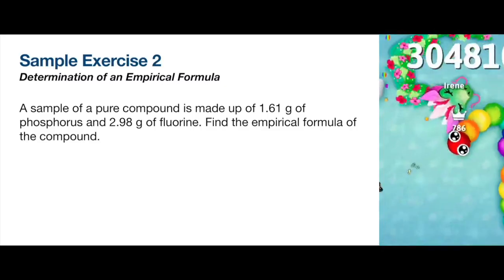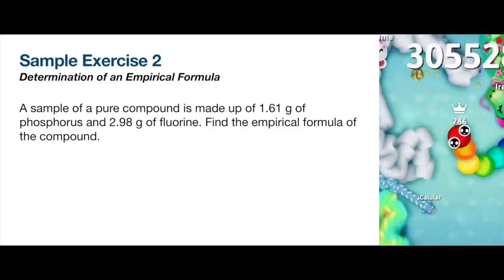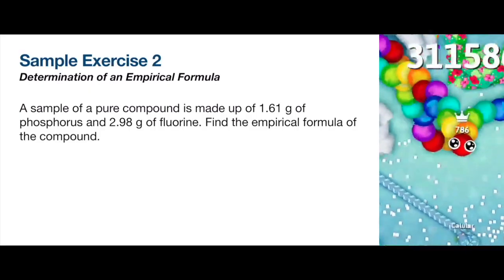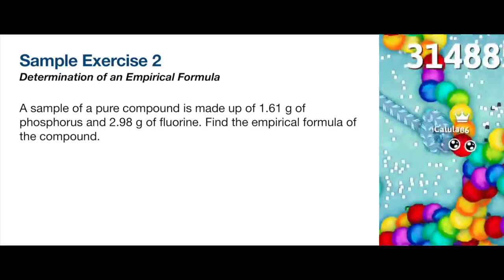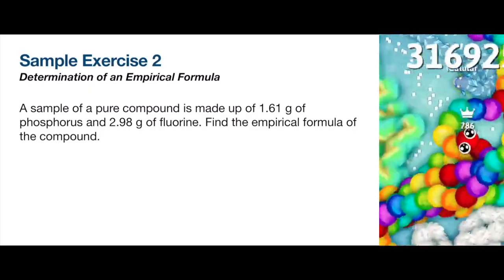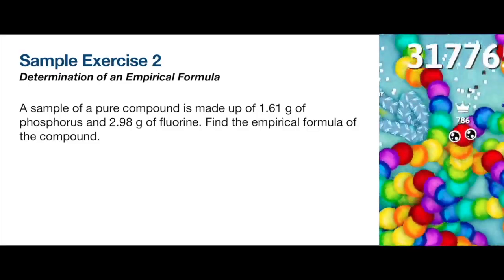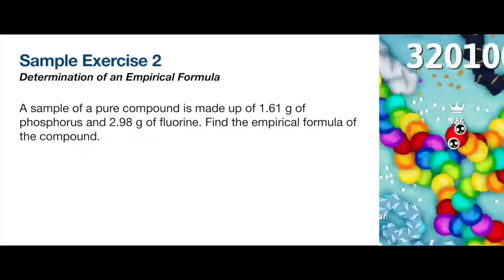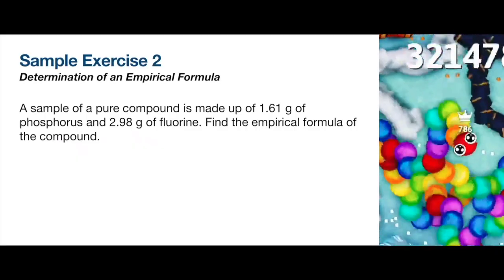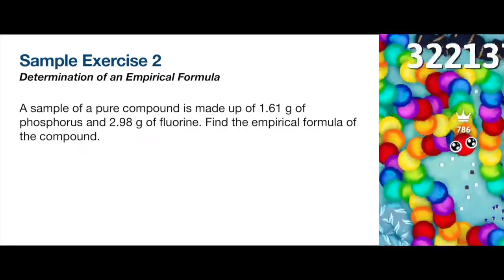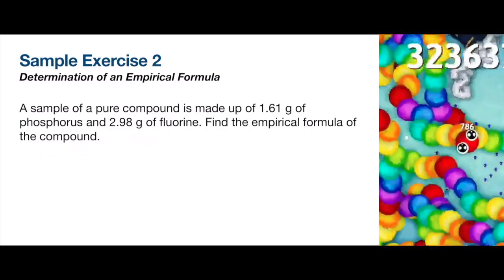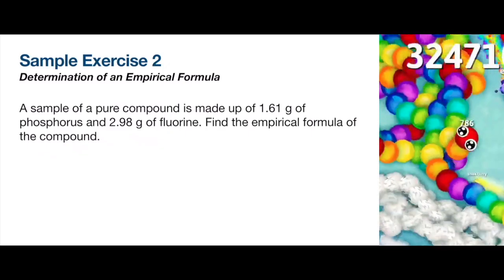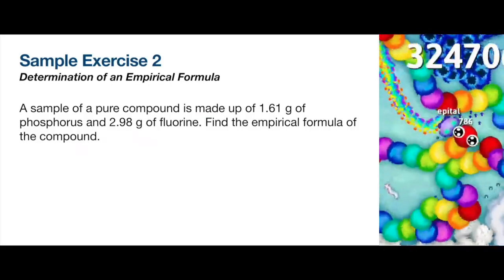Now let's try to answer sample exercise number 2. A sample of pure compound is made up of 1.61 grams of phosphorus and 2.98 grams of fluorine. Find the empirical formula of the compound. Again, the goal of an empirical formula problem is to determine the ratio of atoms of the elements in the compound. The ratio of moles of atoms is the same as the ratio of atoms. So we need an amount in moles ratio expressed as the lowest possible whole numbers.